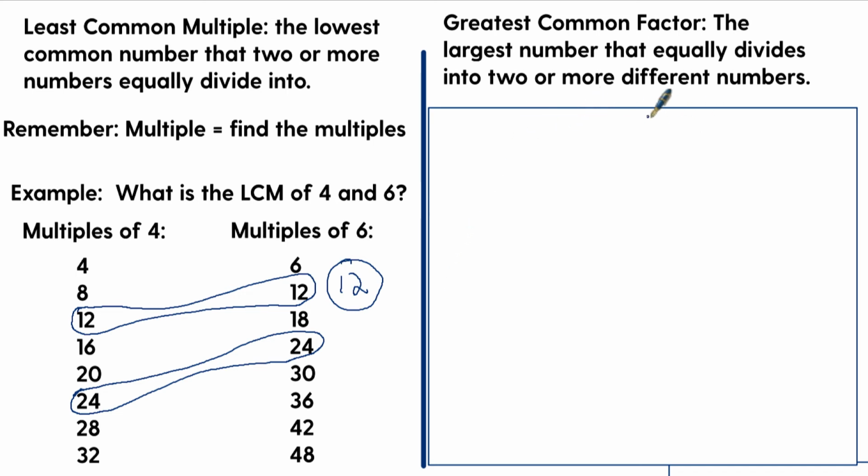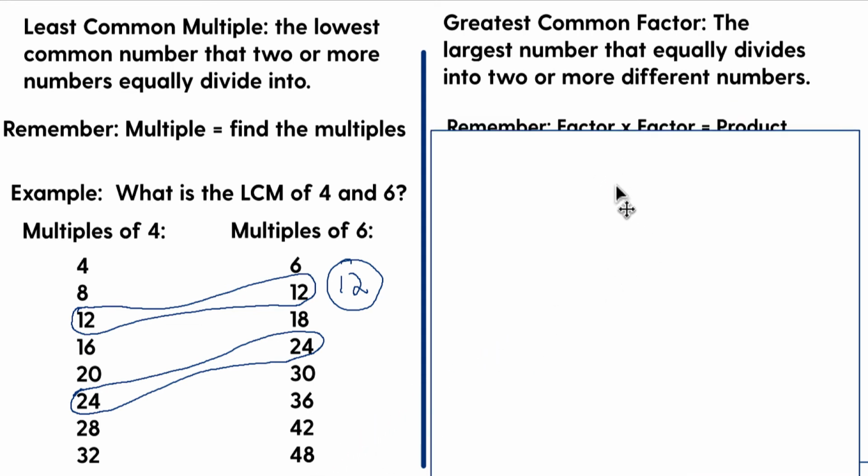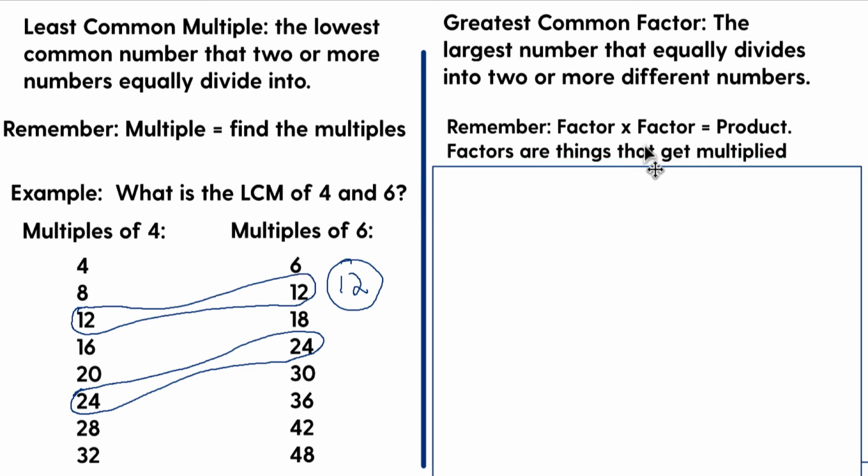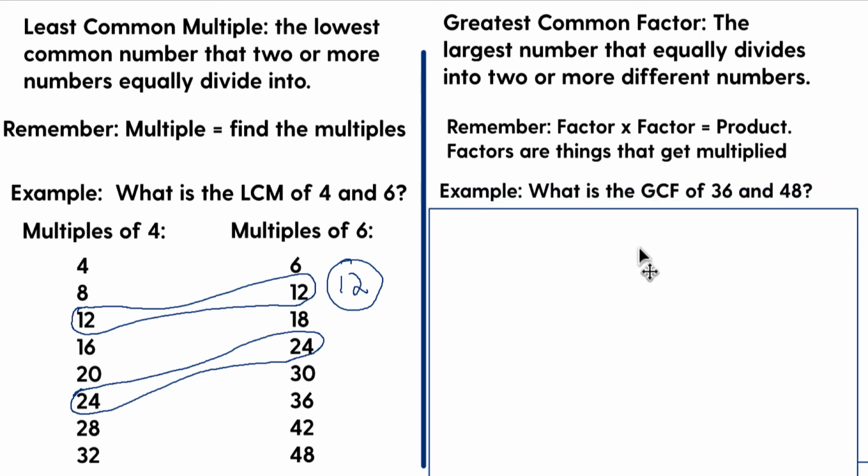Now, over here we have the greatest common factor. This would be the largest number that equally divides into two or more different numbers. When you hear the word factor, you want to remember that factors are the things that get multiplied. When you take a factor times a factor, it equals a product. This is where I teach this slightly differently than probably how you've learned it in the past. For example, what if the question is, what is the greatest common factor of 36 and 48?